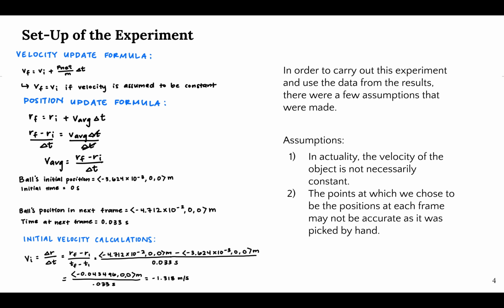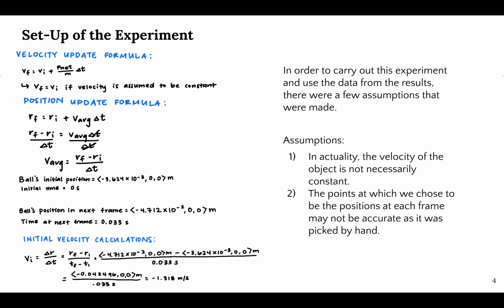Based on Newton's second law of motion, I used the velocity update formula on the basis that the object is in constant motion. This means that the final velocity is equal to the initial velocity, rendering the net force to be 0 as well. Knowing that the initial velocity is equal to the final velocity, we can then rearrange the position update formula to find that the constant velocity can be found by dividing the change in position over the change in time. Using the ball's initial position at 0 seconds and the ball's position in the next frame, I calculated the initial or constant velocity to be negative 1.318 meters per second.